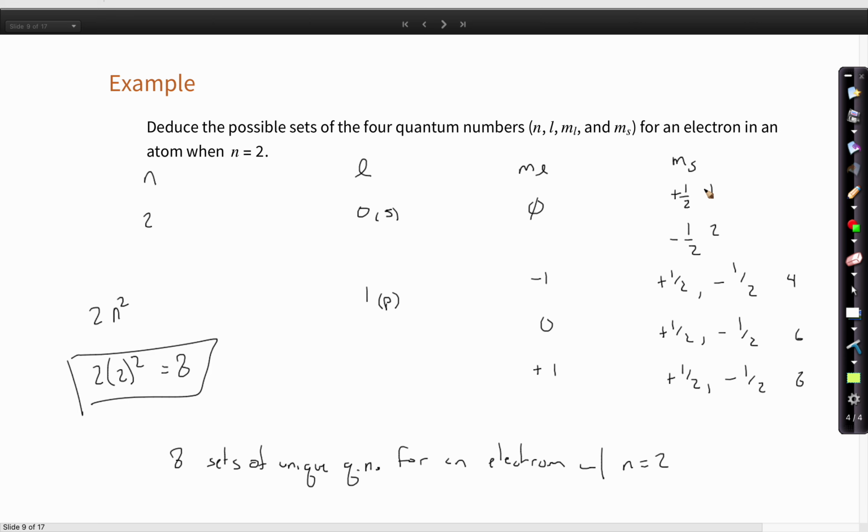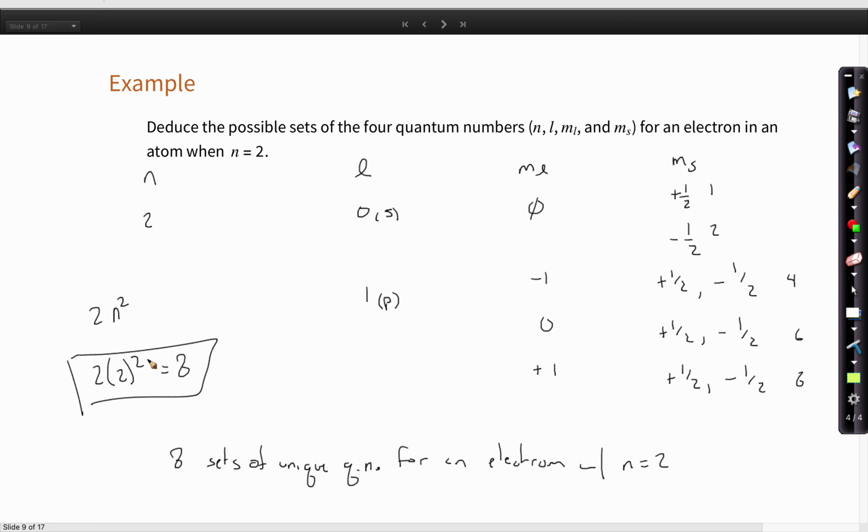2, 0, 0, plus 1/2; 2, 0, 0, minus 1/2; 2, 1, minus 1, plus 1/2; 2, 1, minus 1, minus 1/2; 2, 1, 0, plus 1/2; 2, 1, 0, minus 1/2; and finally 2, 1, plus 1, plus 1/2; and 2, 1, plus 1, minus 1/2. Those are all 8 possible combinations of quantum numbers we can have for electrons with n equals 2.